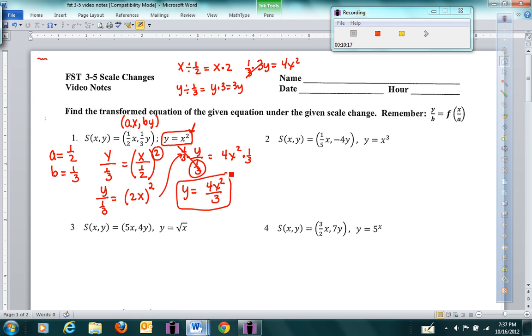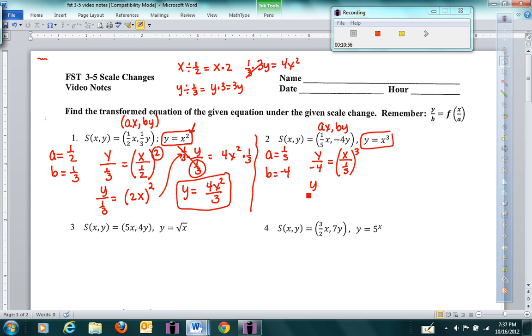All right. So, number 2. This is our rule, ax comma by. We're going to apply this to y equals x cubed. So this time we're applying it to the cubic. In order to do that, I'm going to have to identify my a value, which is 1/5, and then my b value, which is -4. We're going to take y divided by b, x divided by a, but don't forget after we divide by 1/5, we have to cube this, don't we?